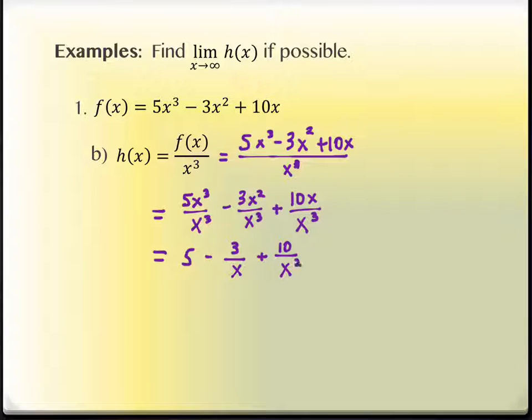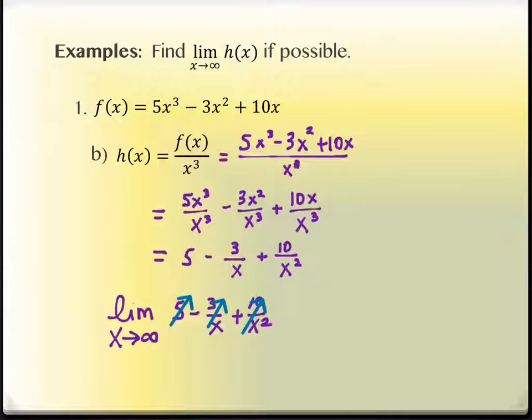10 over x squared. Now, you do need to be careful. Don't go drawing your arrows here approaching zeros, because none of these things actually approach 0. It's the limit that does, correct? So we're actually looking now at the limit as x approaches infinity of 5 minus 3 over x plus 10 over x squared. This is where we would draw our arrows of what things approach.